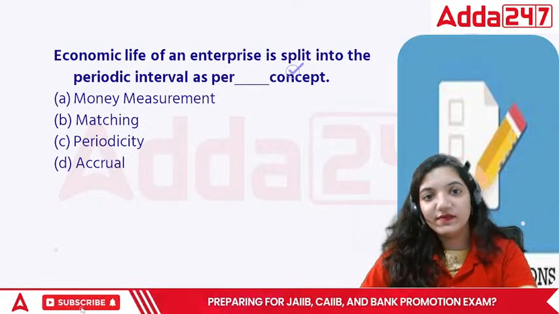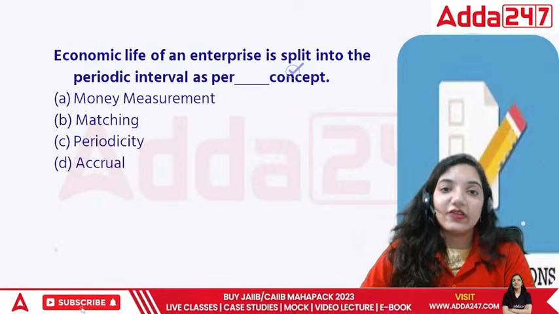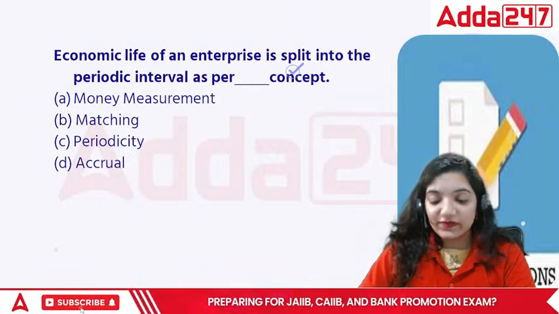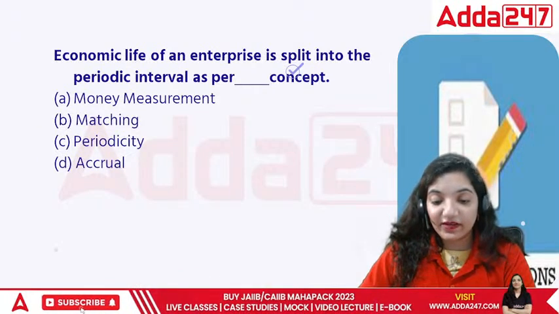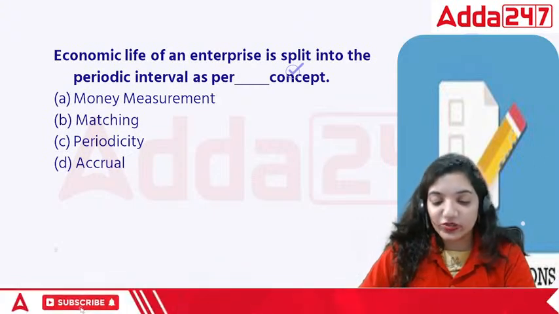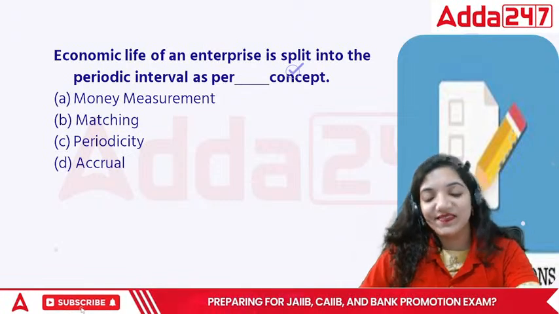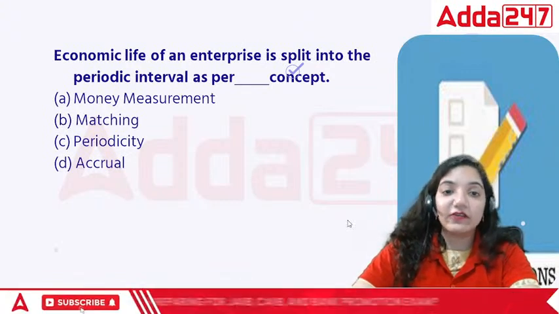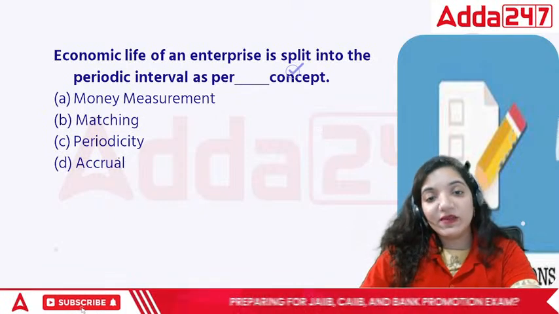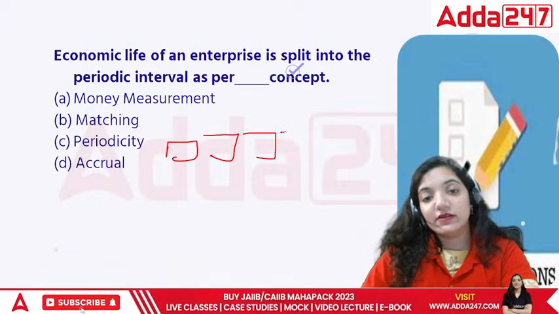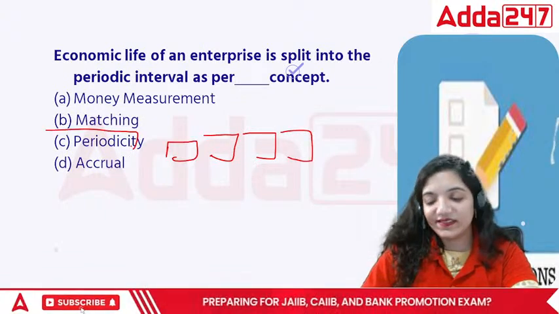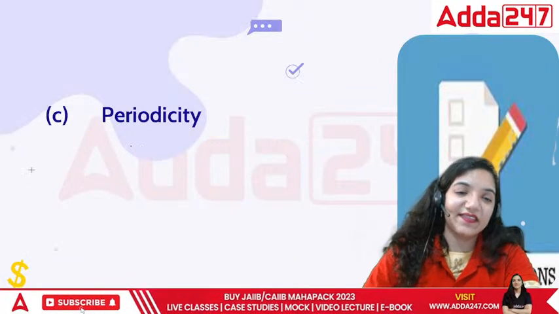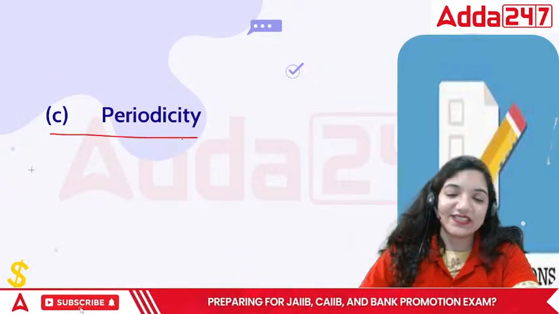Next question, everyone. The economic life of the enterprise is split into period or as per period interval as per the dash concept. In this case, we are assuming that the life of the particular asset is going to be divided into different portions. How do we divide it into different portions? If we talk about the life of the particular asset and we are dividing it into different portions there, it is based upon, that means first year, second year, third year, fourth year. It is based upon periodicity. That's called periodicity concept.